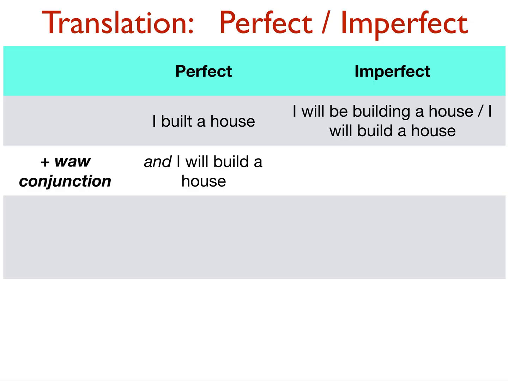This is how a translation would look in comparison with the perfect. Regular perfect is I built, completed action, a house. Regular imperfect would be I will be building a house or I will build a house. Both of these translations are correct. The emphasis of imperfect is not on the completion of the action but on the action actually taking place. The emphasis of perfect is on the action being completed. So here we know that the house will be built and completed.